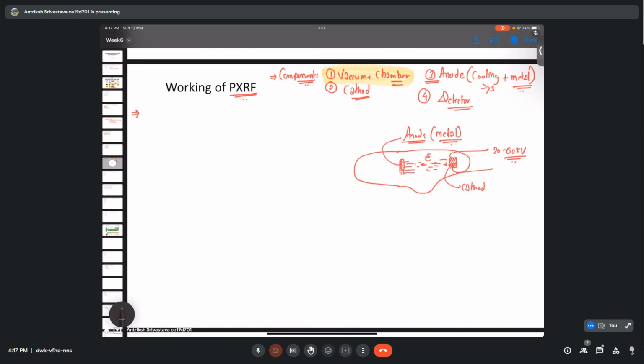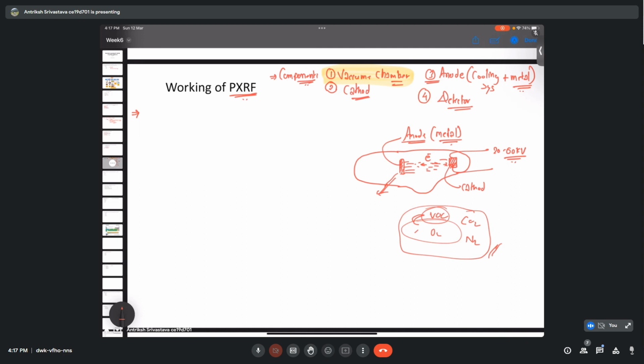Now if there is air between these two, cathode and anode, then what is air? Air is nothing but oxygen, carbon dioxide, nitrogen, right? If we have not sealed this and there is a continuous flow of air between these two, then some of these electrons, instead of hitting the anode, will hit these molecules of oxygen, CO2, nitrogen, and other VOCs, and they will get excited. So it will decrease the efficiency of your PXRF.